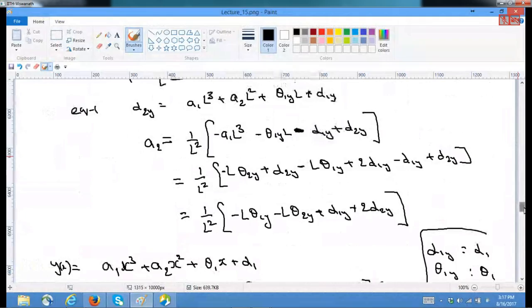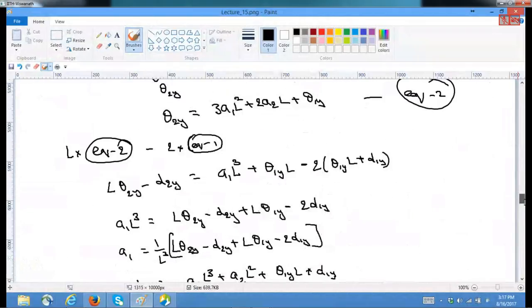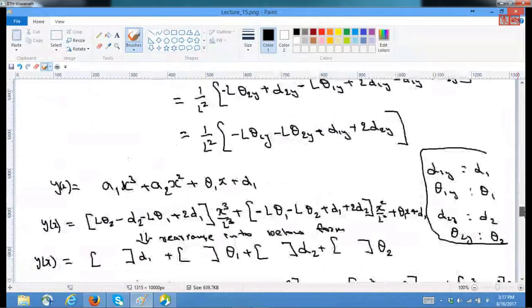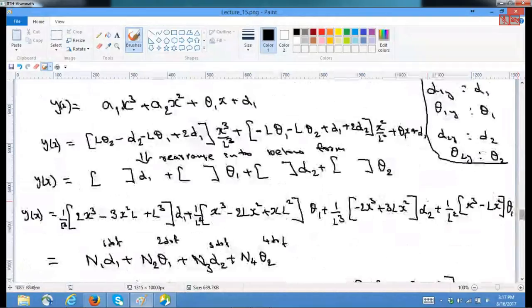On solving equations 1 and 2, we will get a1 and a2. You take that a1 and a2 and write it in a certain form as y of x. Later, what you want to do is, you don't want to write it as a1 x cube, a2 x square, theta 1 x, d1, but you want to write it as some polynomial times d1 by rearranging the terms: something times d1, something times theta 1, something times d2, and something times theta 2, by rearranging the coefficients.